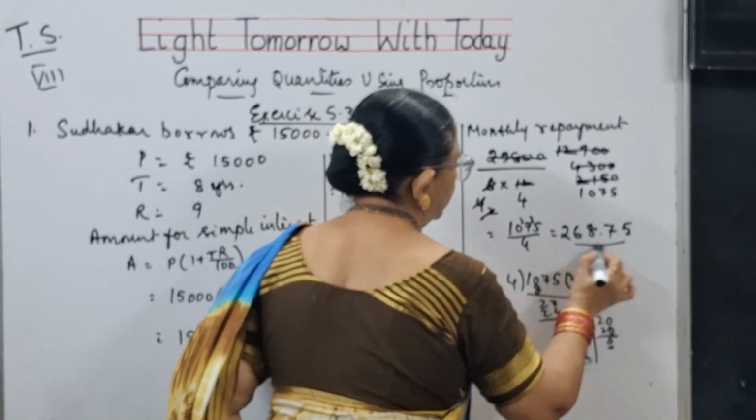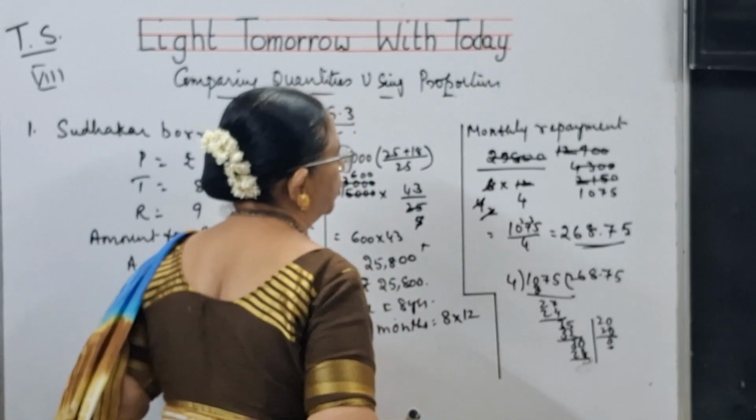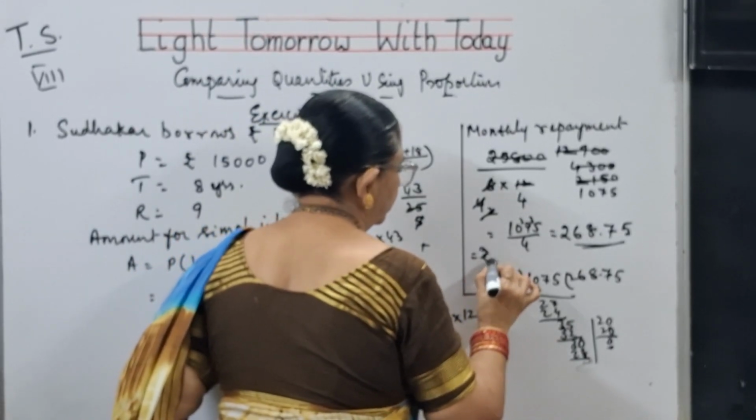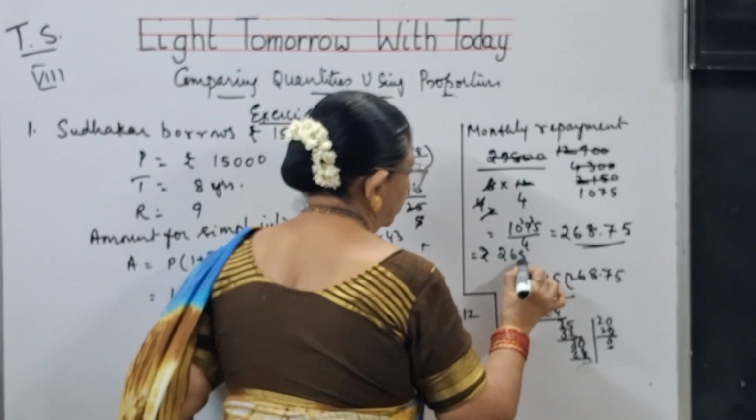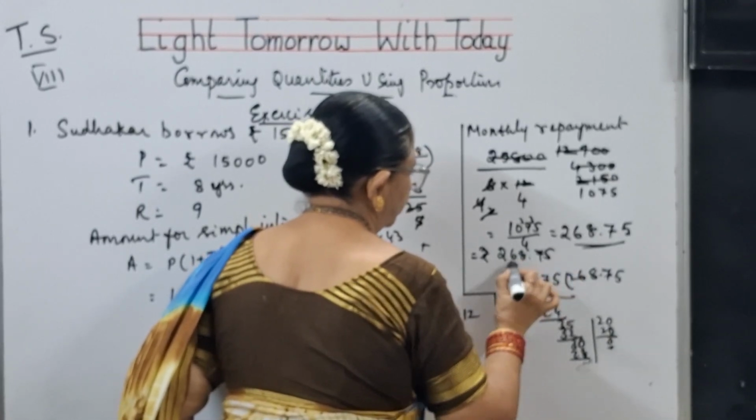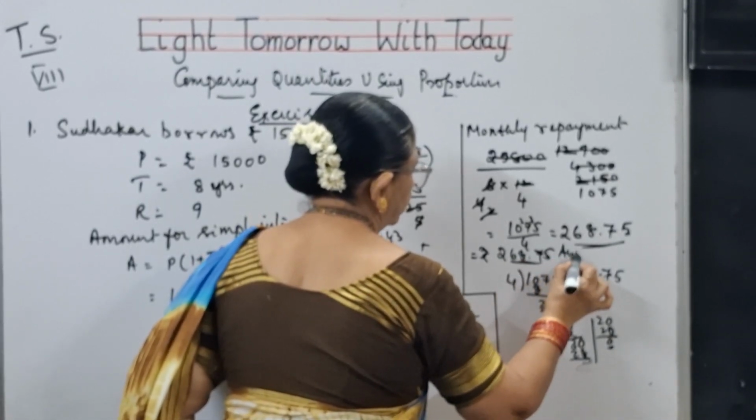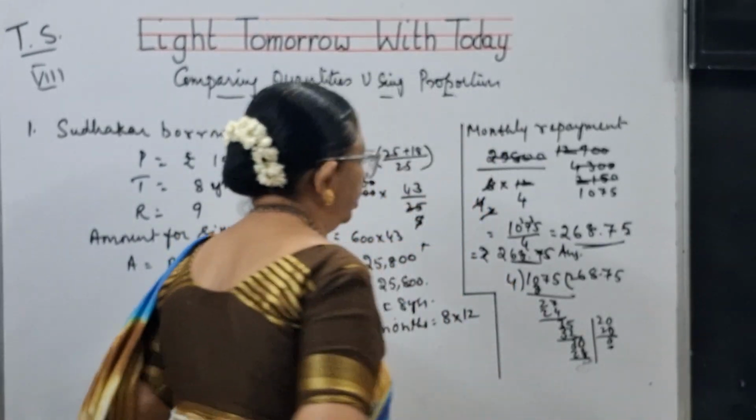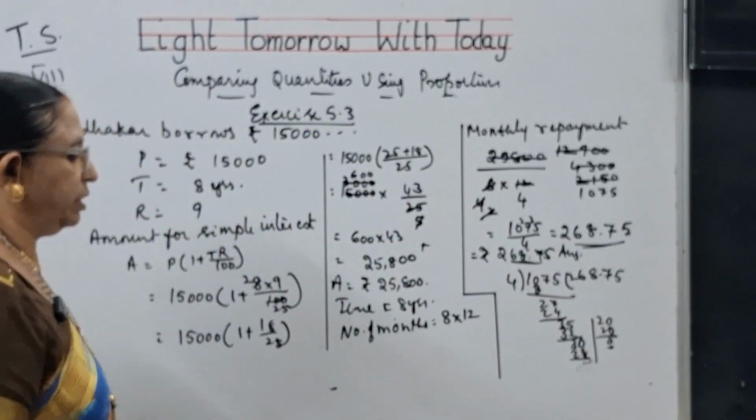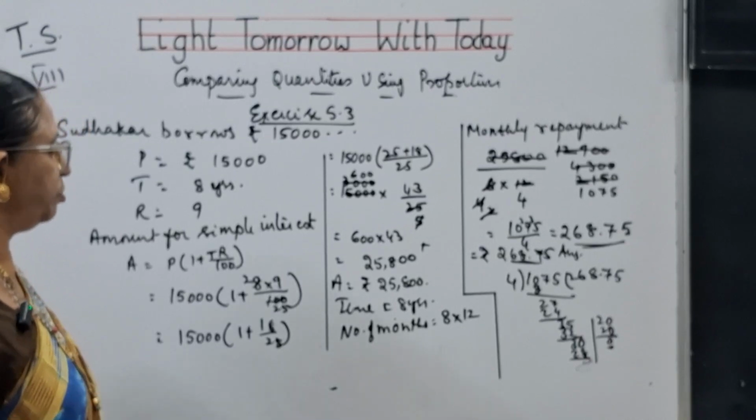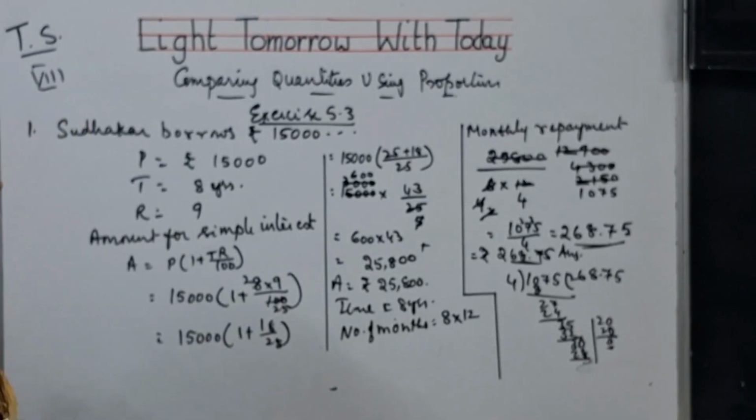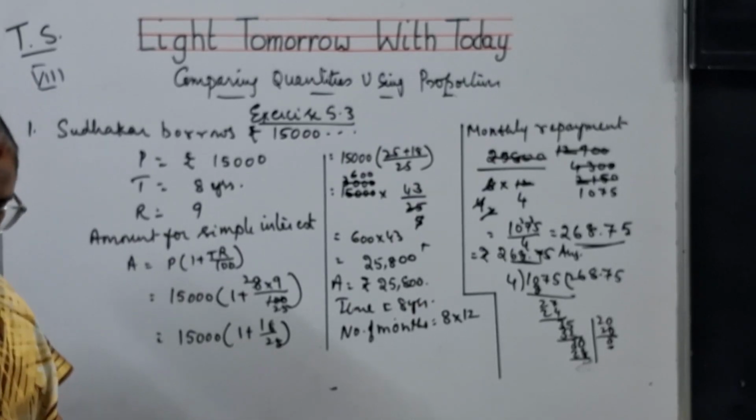So 268.75. So the answer is rupees 268.75 is the answer, children. This monthly income he has to pay, every monthly repayment is 268 rupees 75 paisa. This is the first problem of exercise 5.3.